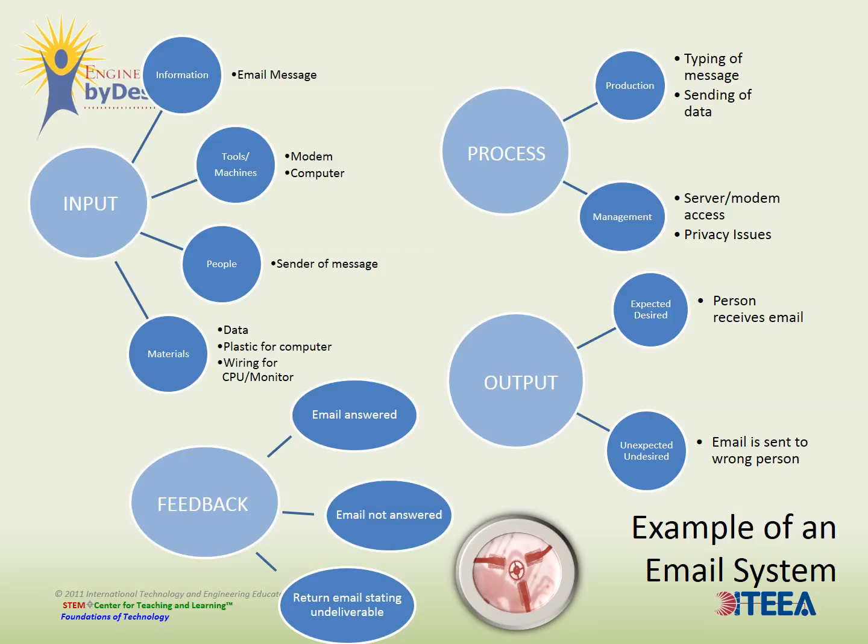The process is you're going to be typing the message. After you type it, you're going to send it to whoever you want to send it to. Say we're sending it to Miguel. The management is the server, the modem. What's going on, how it's managed when you send an email to someone. What actually happens. The output is your expected delivery. It's the email delivered that you just sent to Miguel.